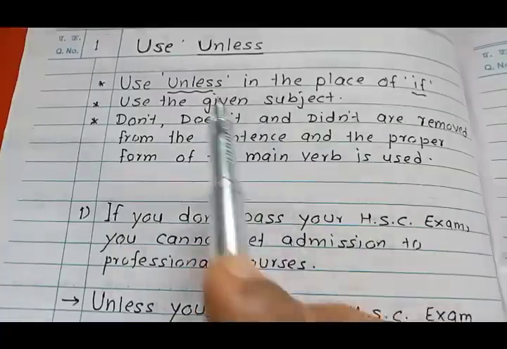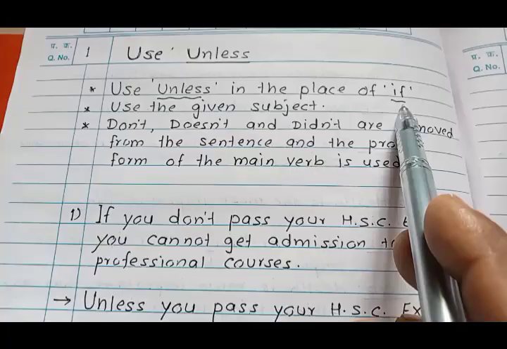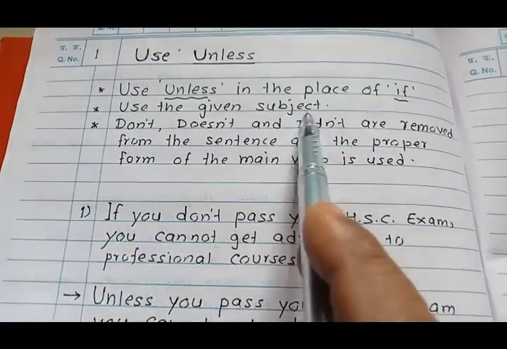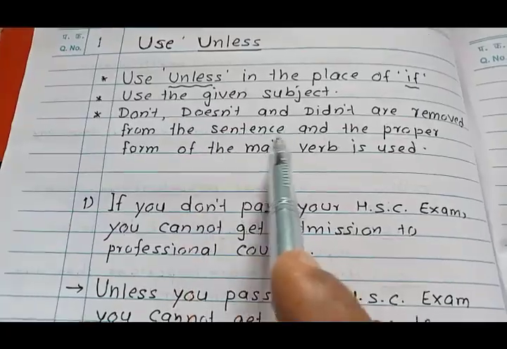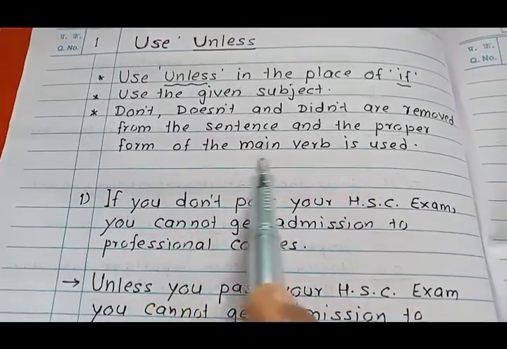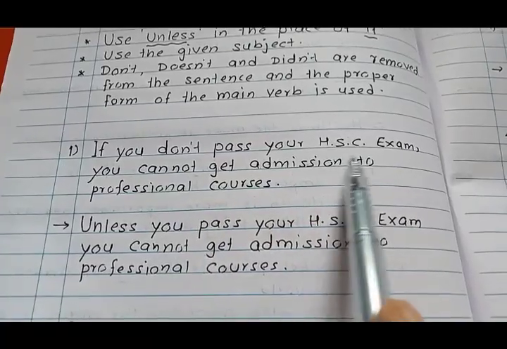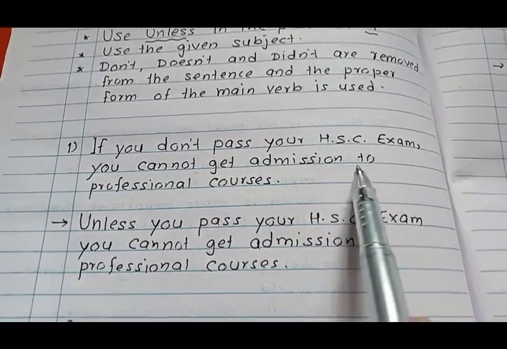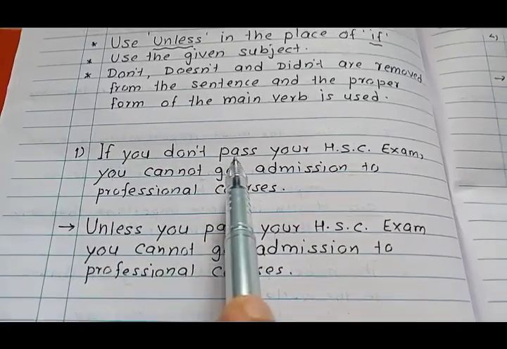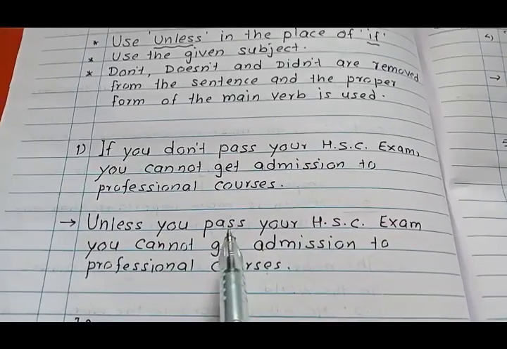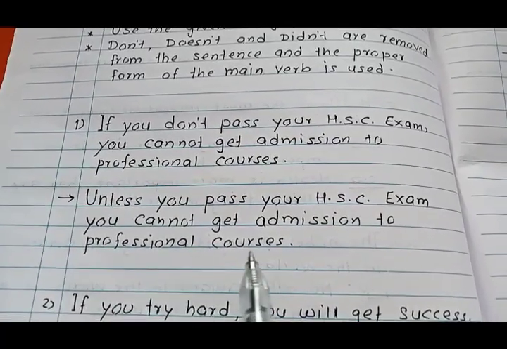Let's start. Use "unless" in the place of "if". Use the given subject, then don't, doesn't and didn't are removed from the sentence and the proper form of the main verb is used. First example: If you don't pass your HSC exam, you cannot get admission to professional courses. Here, "if" is replaced and "don't" is removed; the main verb is "pass". Unless you pass your HSC exam, you cannot get admission to professional courses.